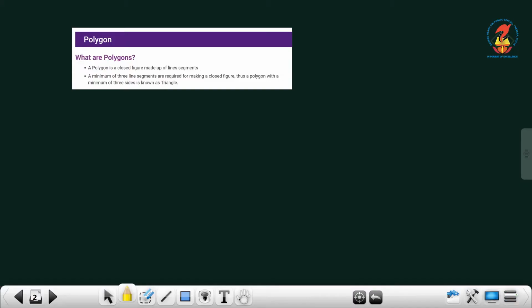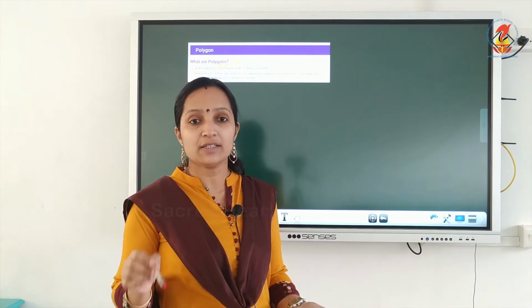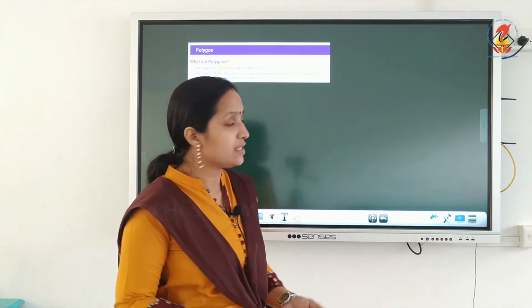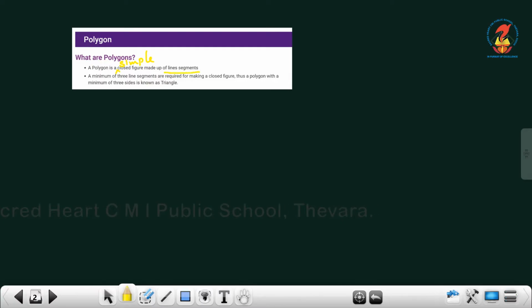Okay. Now polygons are simple closed curves. That word is important: simple closed curve. Simple closed curve means what? There is no crossing, and the starting point and ending point are the same. And one more condition is that it is made up of line segments.